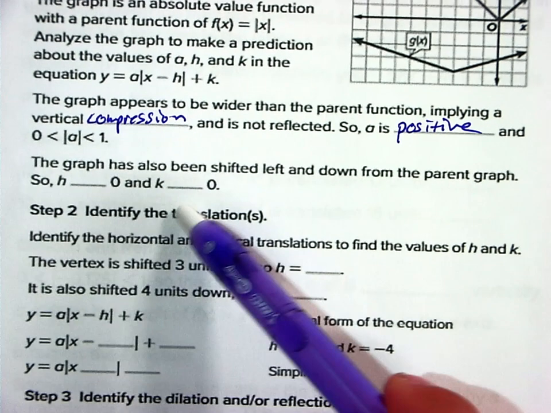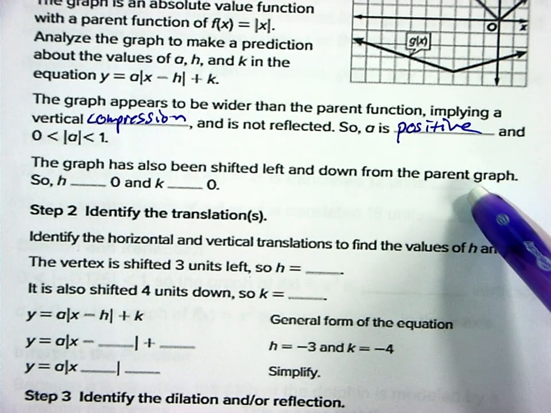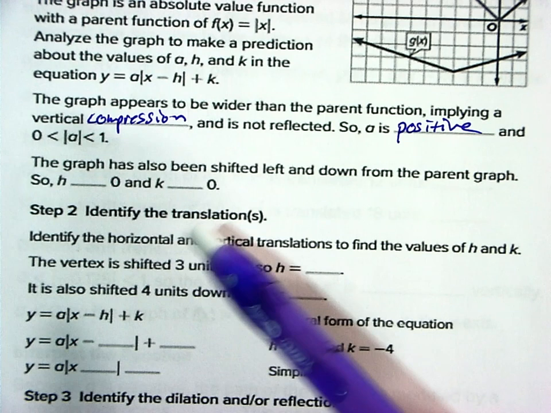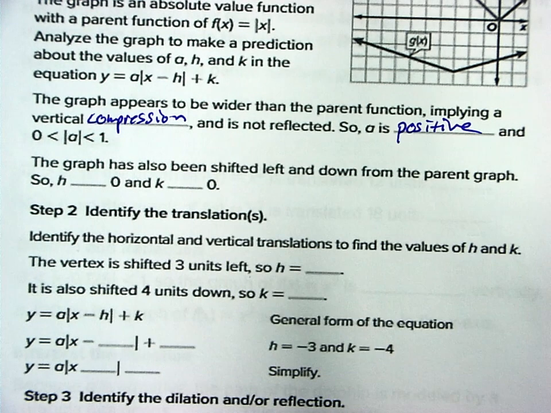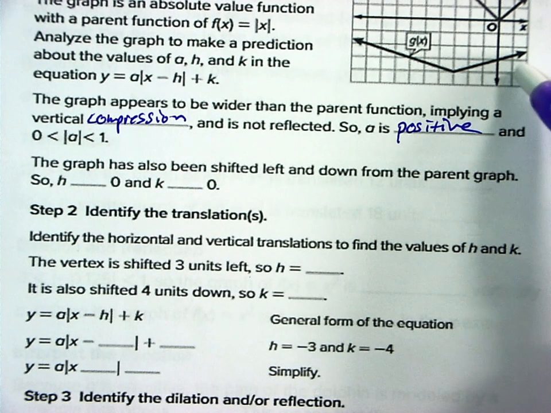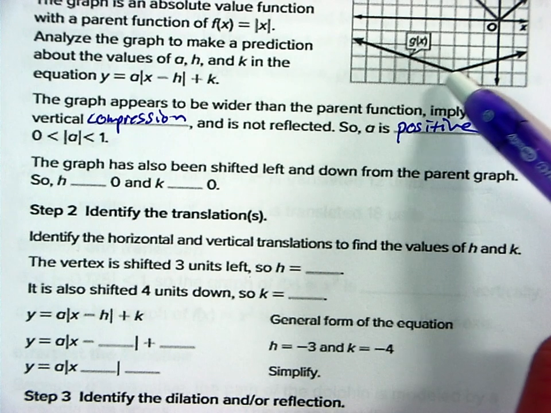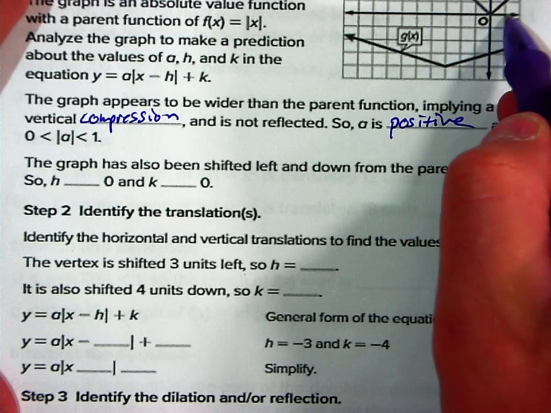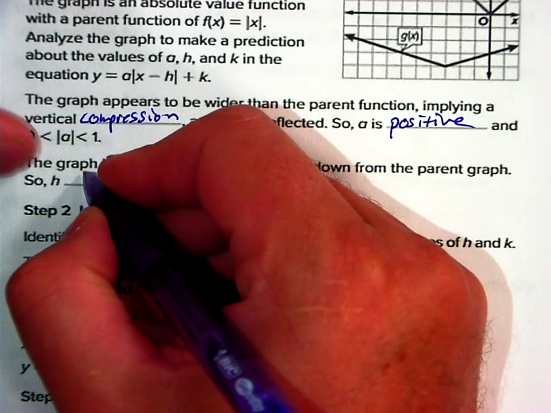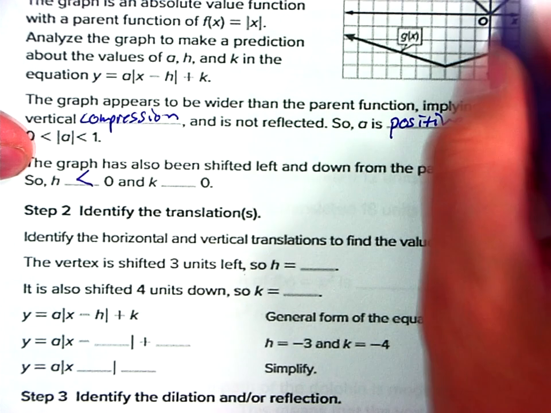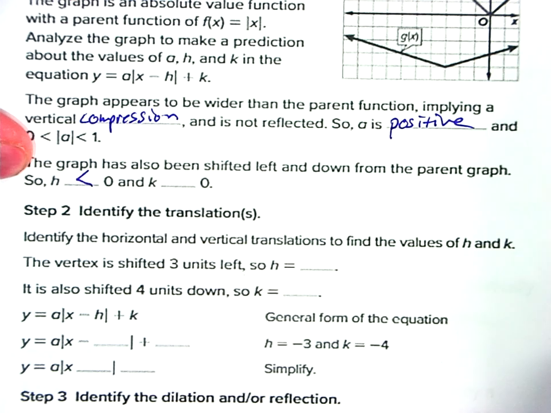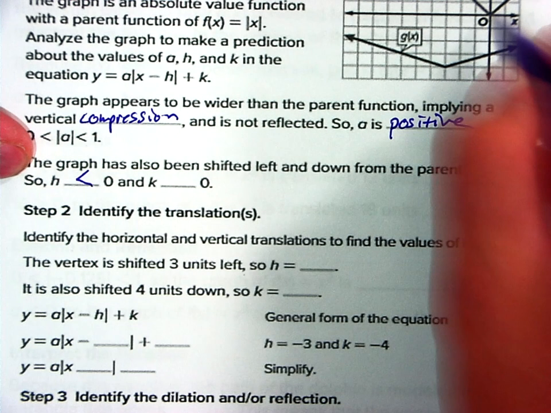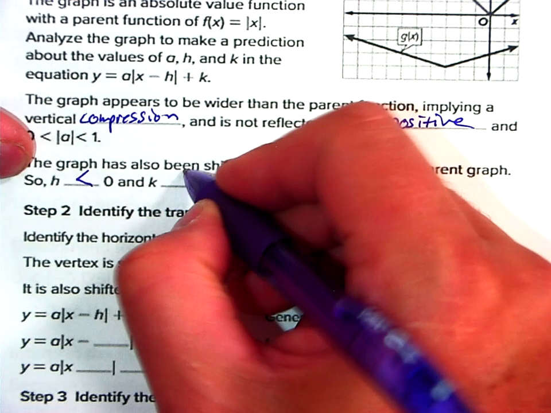All right, the graph has also been shifted left and down from the parent function. So h is, which way did our graph go? It went to the left, correct? Yes. This point is left of here, so it is less than 0. It's less than this line here. It's less than 0. And k is down from our x-axis, so it's less than 0 as well.